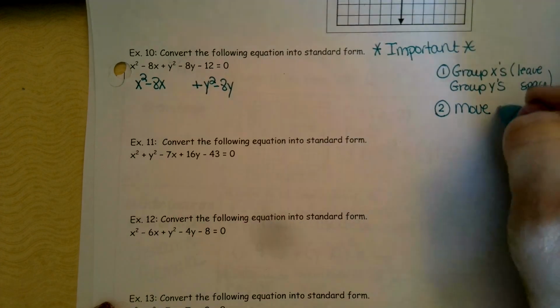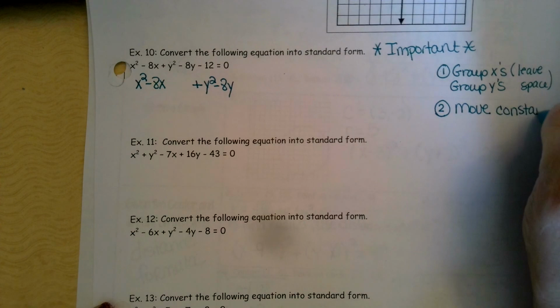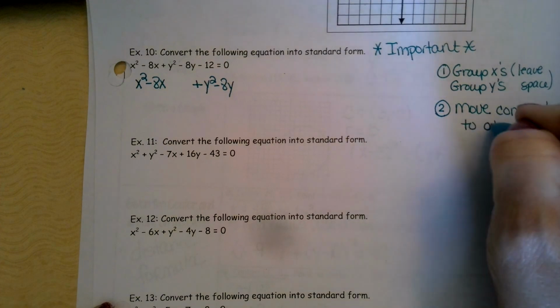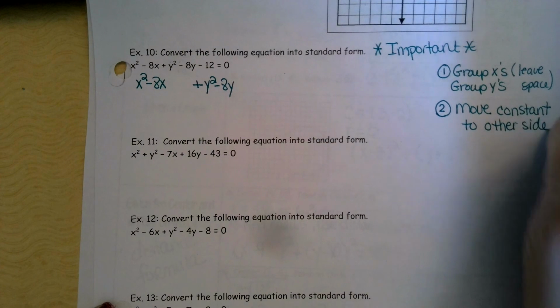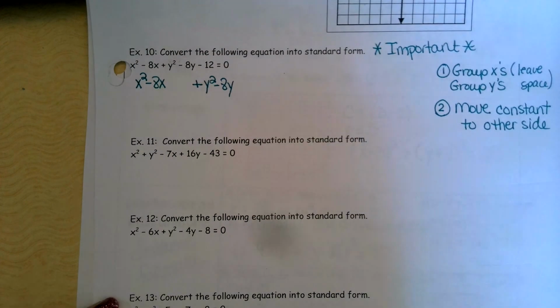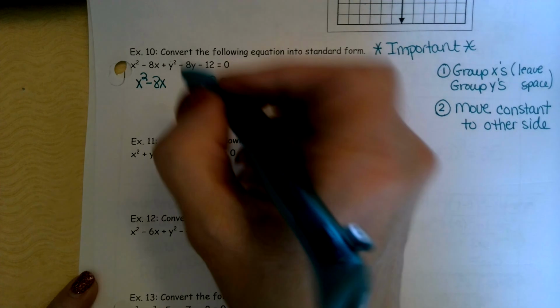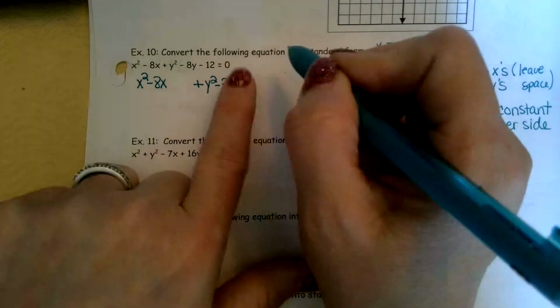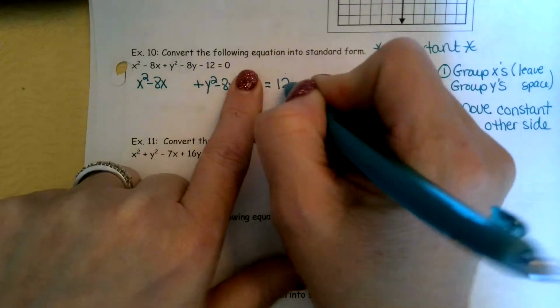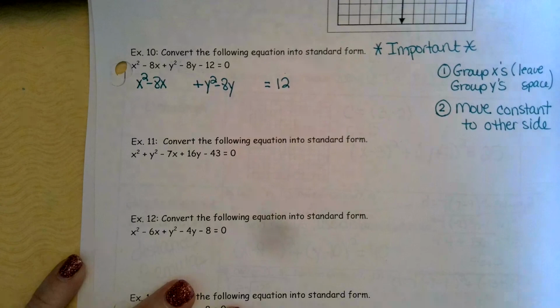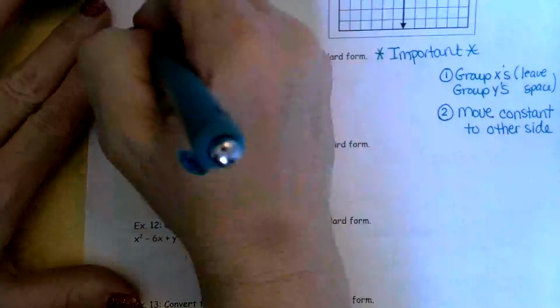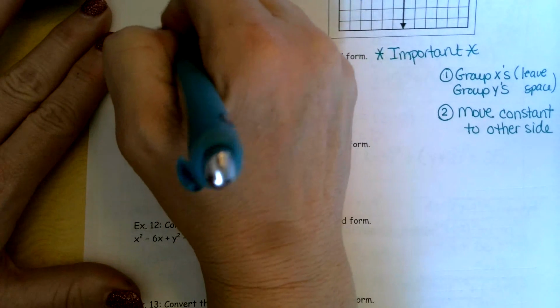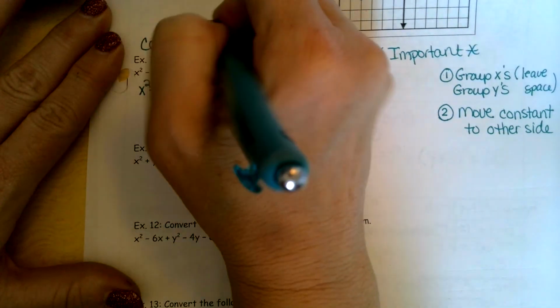So we're going to move the constant to the other side, and we do this by doing the opposite. To undo negative 12, I need to add 12 to the left and add it to the right. Don't forget your space. Now, that is the correct view that you need to have. We are going to do something that's called complete the square.